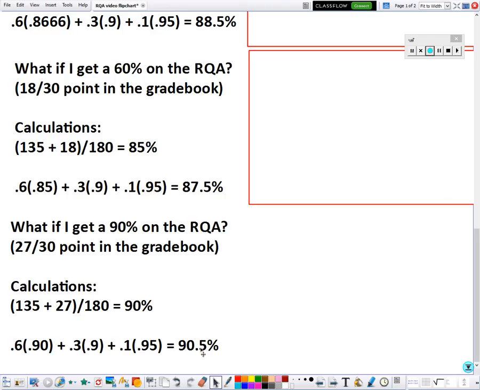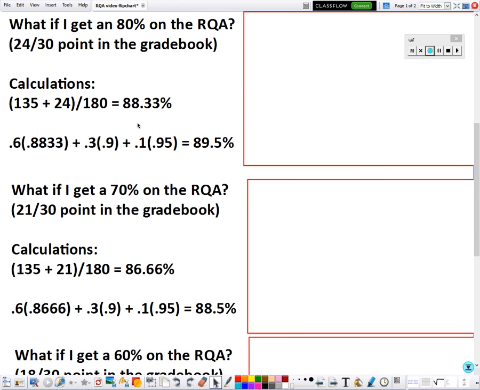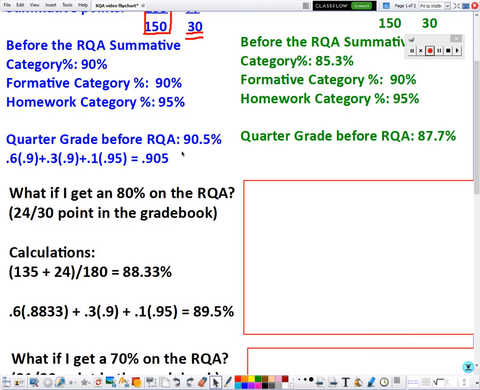So you can see an A on the RQA, or up here, what we did in the beginning, a B keeps their quarter grade an A, which they had before going into the RQA. And anything less than that, then it brings their quarter grade down to a B.